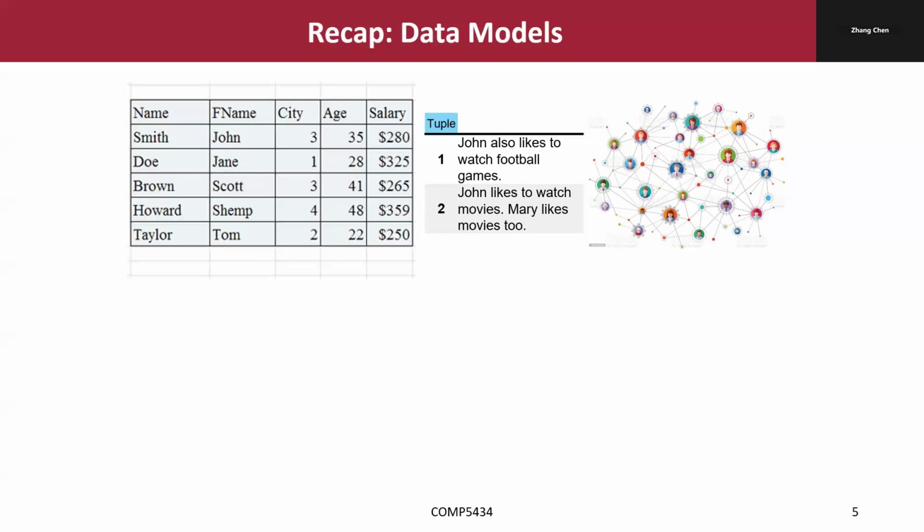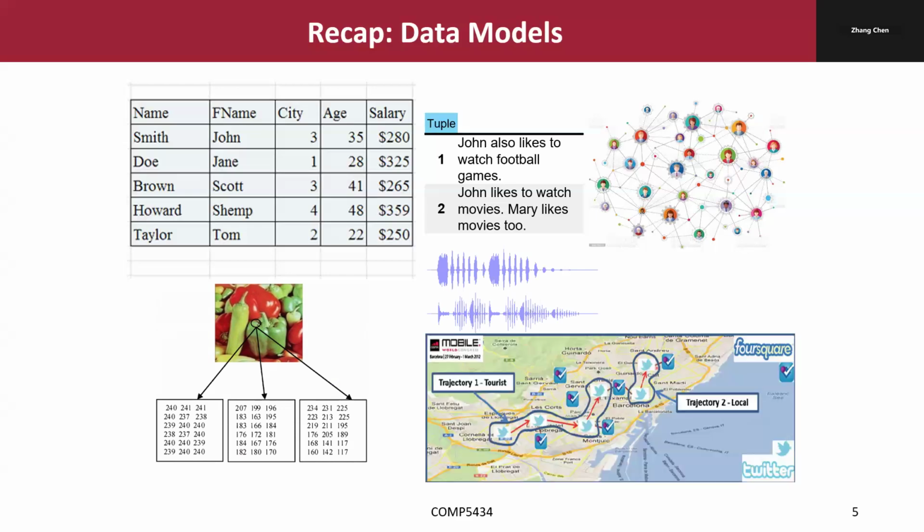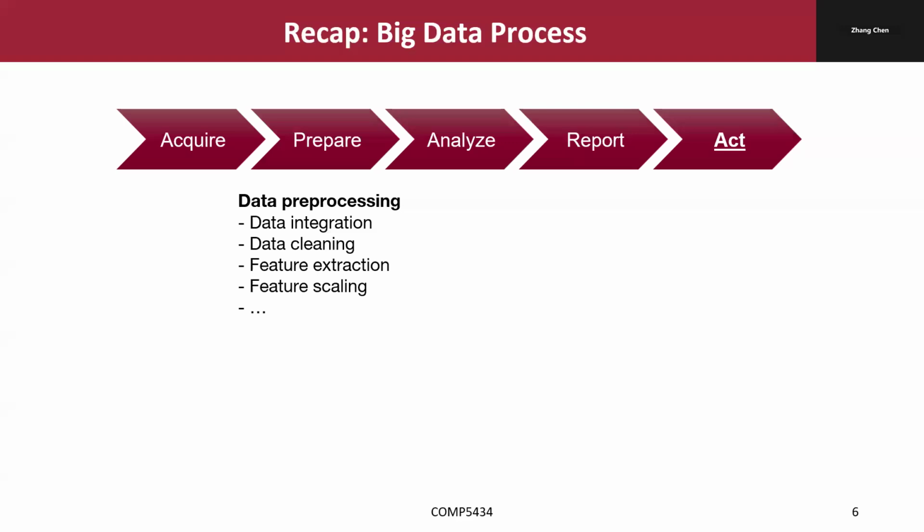So this is actually useful for, for example, social networks and recommendation systems. So at the bottom, we also see some image data where the data is stored as pixel values. And also the audio data, which is represented as signal over time, time series. And finally, we also have trajectory and location data, which records the movement paths, such as the GPS traces from tourists and local users, for example. Trajectories.